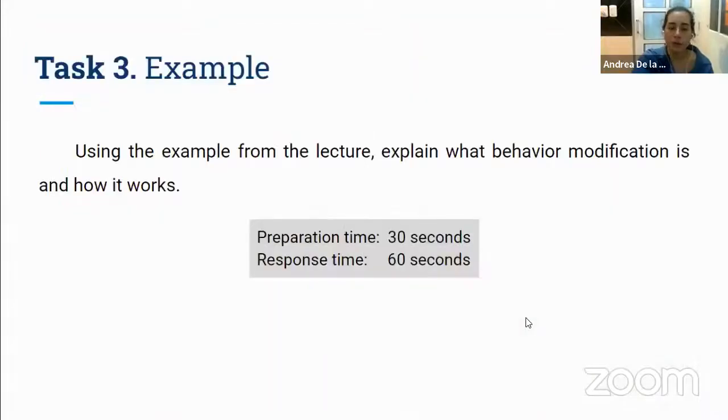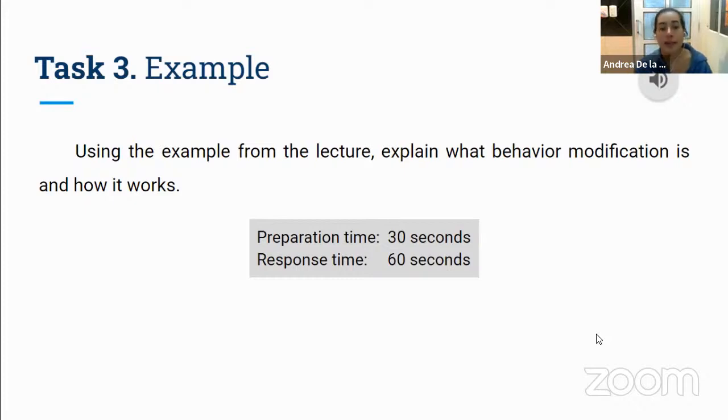So now let's look at the question. David, could you please read the question? Using the example from the lecture, explain what behavioral modification is and how it works. Thank you. So as you can see, they are not asking you to summarize, right? They don't say, summarize the reading, then summarize the lecture, which is what most students do. But actually, they're telling you, use that example to explain the concept.